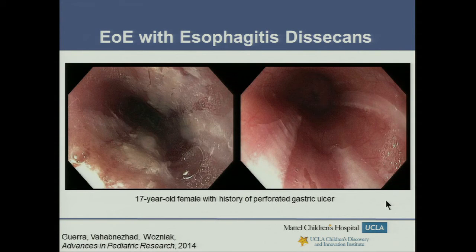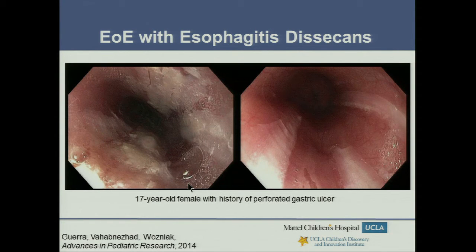Dr. Marjorie Guerra, one of our first-year fellows, published this case report with myself and with Dr. Vahabnazad last year. This is a young woman who had EoE with something that's quite rare called Esophagitis Dissecans. And she actually had a scope performed as a follow-up for a history of a perforated gastric ulcer, which in and of itself was interesting, and had some very mild esophageal symptoms.